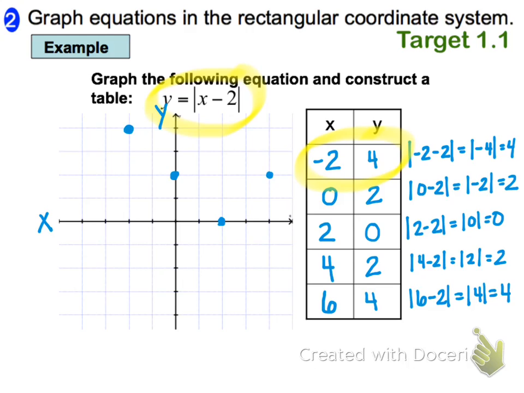the graph. It looks to me like we're getting a V shape here, which in my memory is correct for absolute value, so we'll go ahead and draw in that V. And then there's our graph for y equals the absolute value of x minus 2.